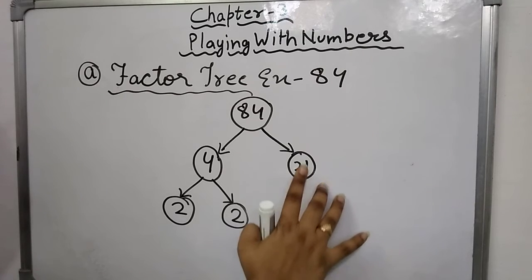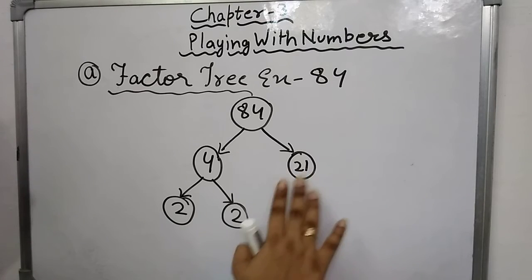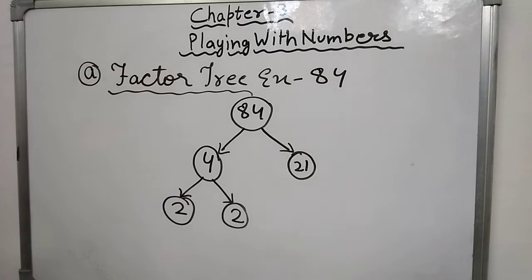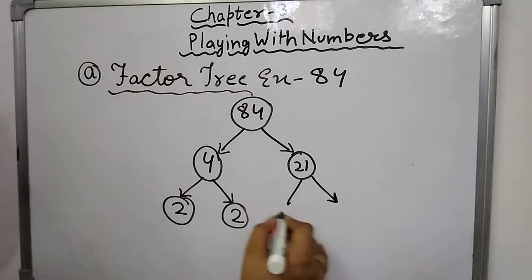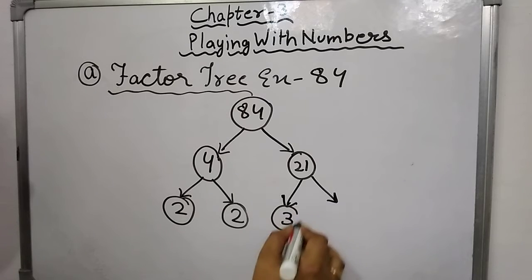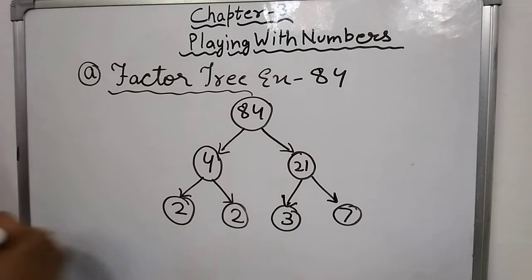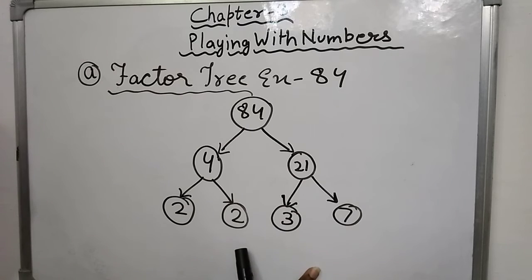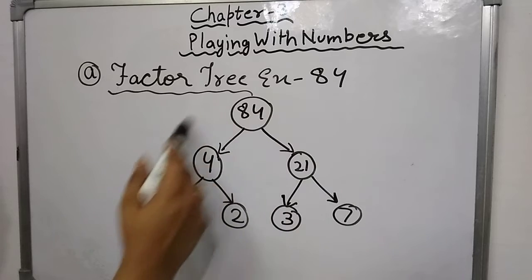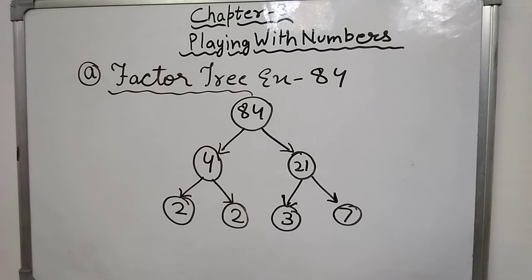Now we come to 21. 21 is also not a prime number, not a prime factor. So we will write factors of 21 now. I can write two factors of 21: 3 and 7. Now again 3 and 7 are prime numbers or prime factors. So my factor tree method will stop here. I will not go further. And the shape of these factors is the shape of a tree. That is why this is called a factor tree.